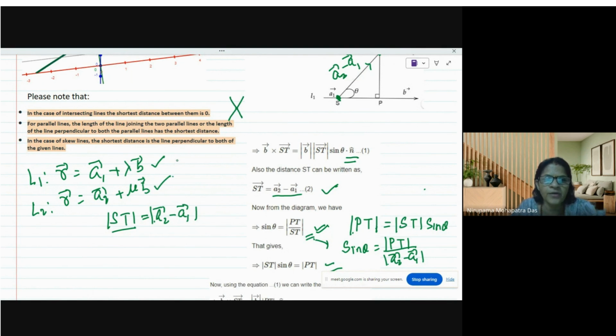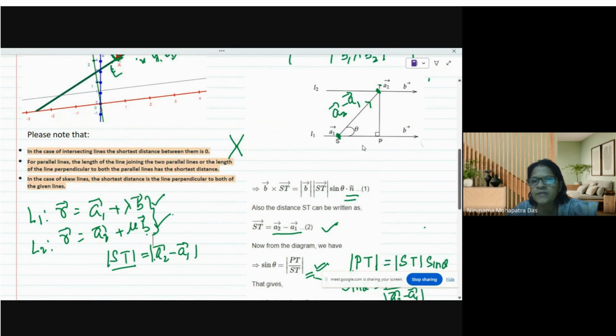Now, r equal to A1 plus lambda B and r equal to A2 plus mu B. So even if it is given in B1 and B2 form, you can check whether the direction ratios of B1, B2 are proportional or not. In case of parallel lines, you find the direction ratios are proportional, then you can change it into this form, right? Now the figure is looking like this. So we want the shortest distance between two parallel lines, means this PT, length of PT. Now you look at this diagram.